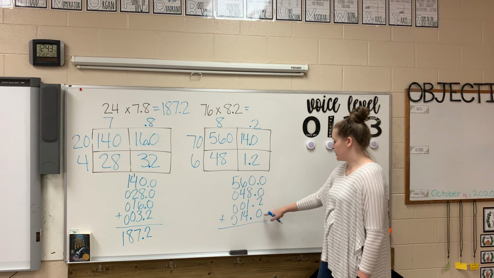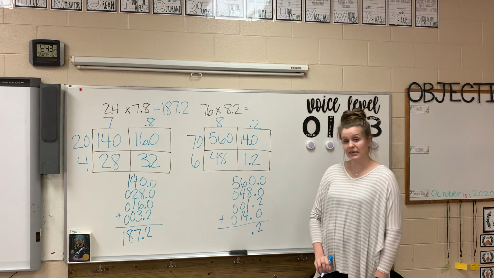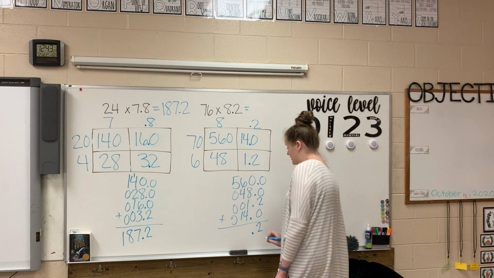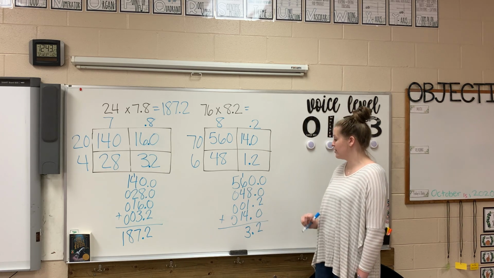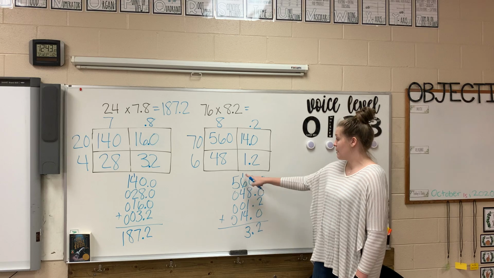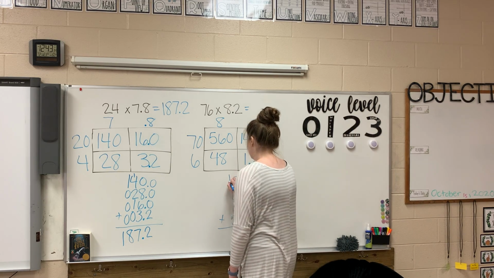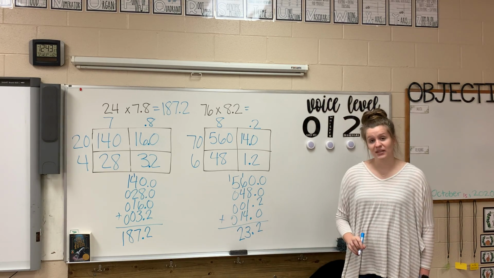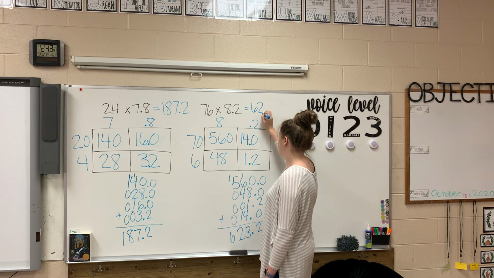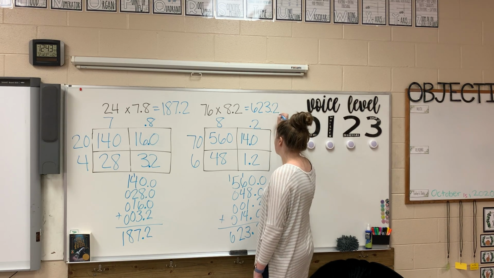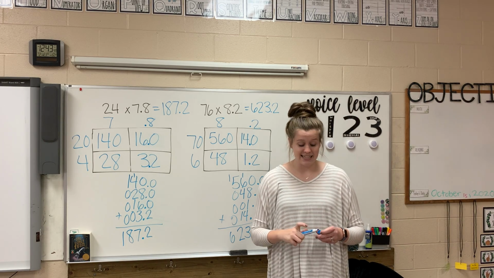0, 0, 2, and 0 is 2. Drop that decimal down. 8 plus 1 is 9. 9 plus 4 is 13. Drop my 3, carry my 1. I know that 6 plus 4 is 10. Plus 1 is 11. Plus 1 is 12. Drop that 2, carry that 1. 5 plus 1 is 6. So my answer is 623 and 2/10.